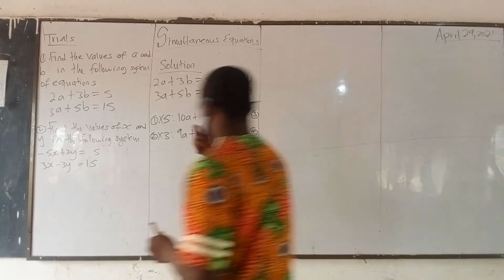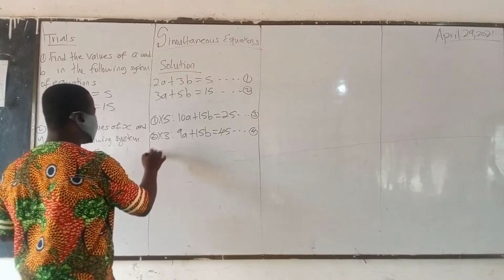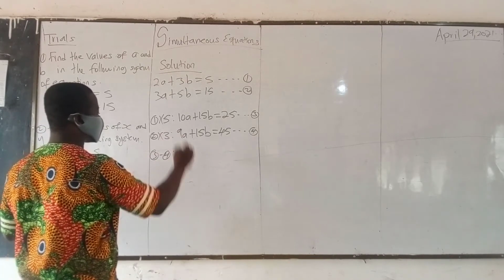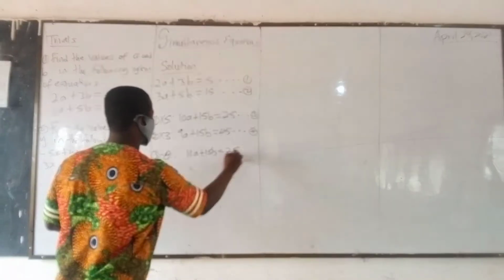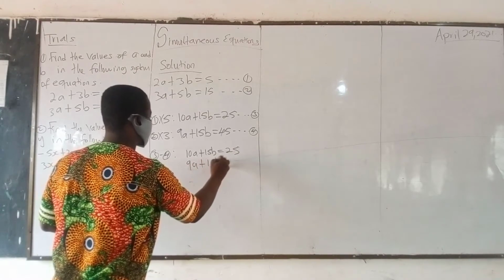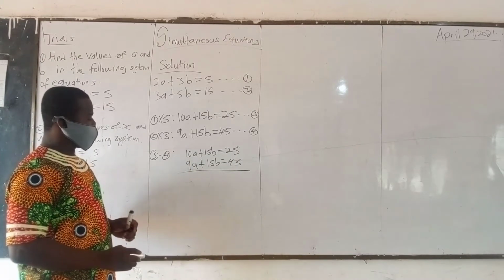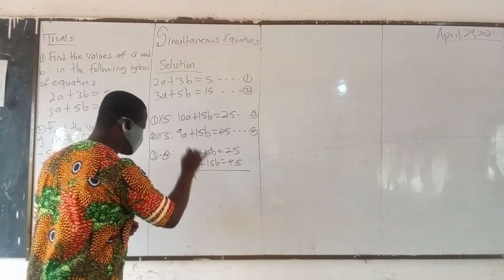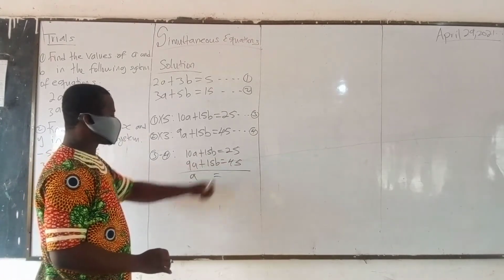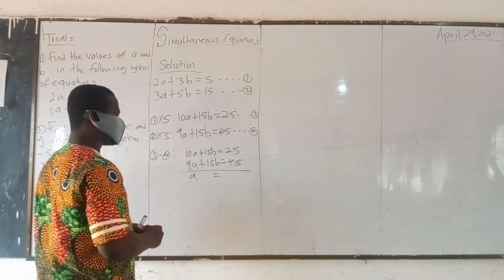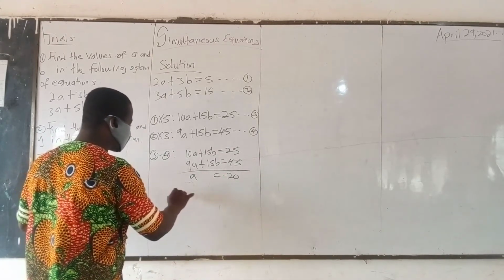Yes. Alright. So, equation 3 minus equation 4 gives us what? I think let's just write it this way. That will make it easier for us. Then 10a minus 9a gives us a. 15b minus 15b is 0. 25 minus 45 gives us negative 20. Negative 20. Alright? So that implies that a is equal to negative 20.